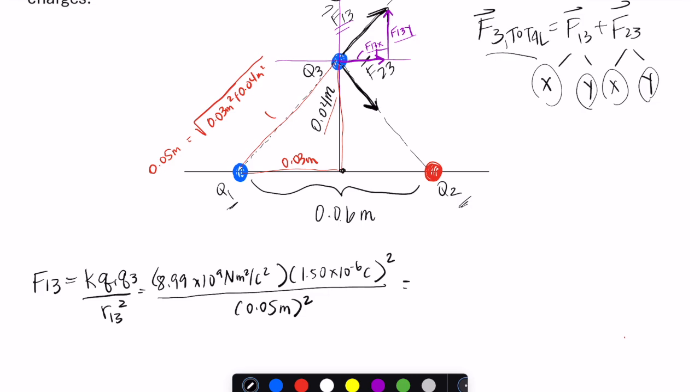and what we get is, I believe it is 8 point, I thought I had that written down here. Let's go ahead and just calculate it again. So we do 8.99 times 10 to the 9 times 1.5 times 10 to the minus 6 squared divided by 0.05 squared. Yep, 8.09 newtons, right? Newtons, this is the force. So that's the magnitude, right? We didn't include any negative signs. Well, there wasn't any because these are both positive, but we're finding the magnitude, so we wouldn't have included it anyway. So 8.09.